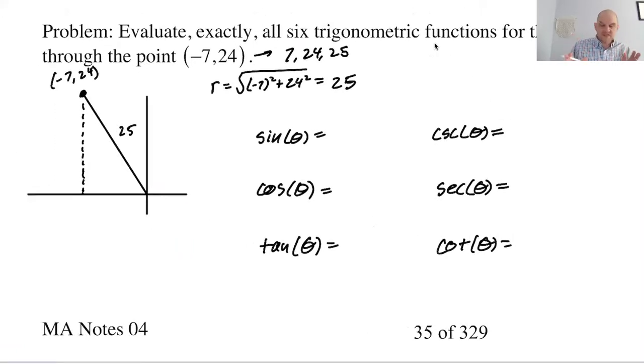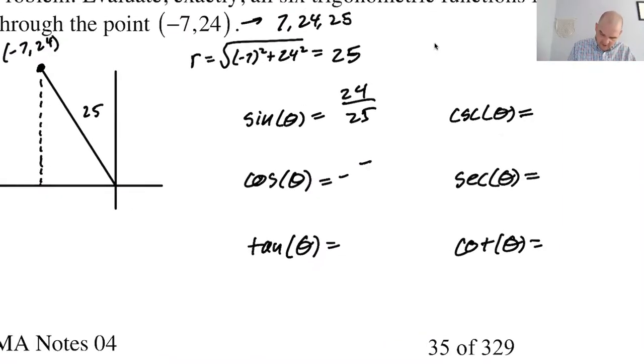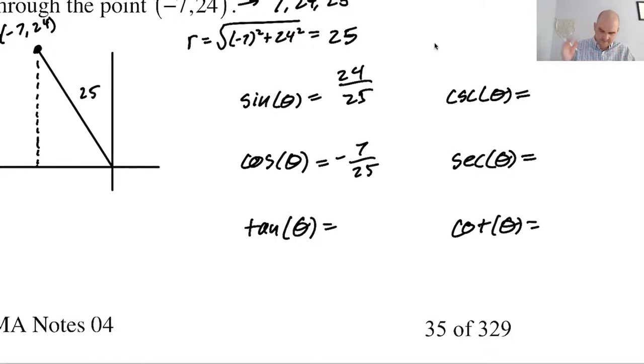So we need sine should be y over r, so it should be 24 over 25. Now this makes sense to me because we're in the second quadrant and sine is positive, and I got a positive, so that feels good. Cosine should be x over r, so -7 over 25. Also feels right. We're in the second quadrant, cosine's negative, makes sense.